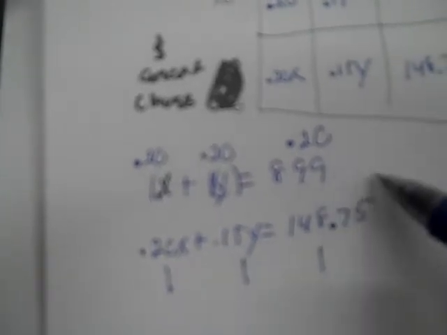Did you notice how careful I was? Remember, those are negatives. You can't be just adding positive 148.75. It screws up the whole problem.